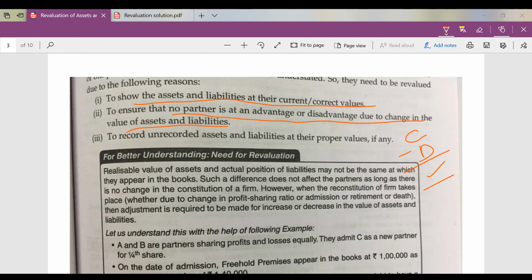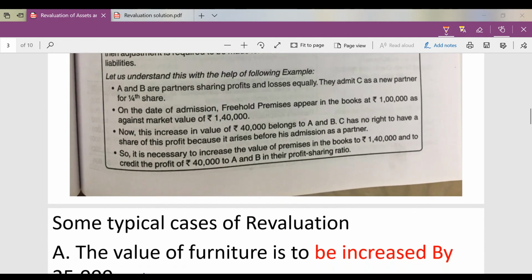Wherever there is a situation of reconstitution, the partner who is leaving or who is coming or who is having a reduced share now in the profit should not be at a disadvantage. So to do that, you pass the journal entry for effecting only the revaluation profit. And lastly, to record the unrecorded assets and liabilities at their proper value, so that the books show the real value, bringing them close to the real picture. So at that time, you need to do the adjustment of assets and liabilities.